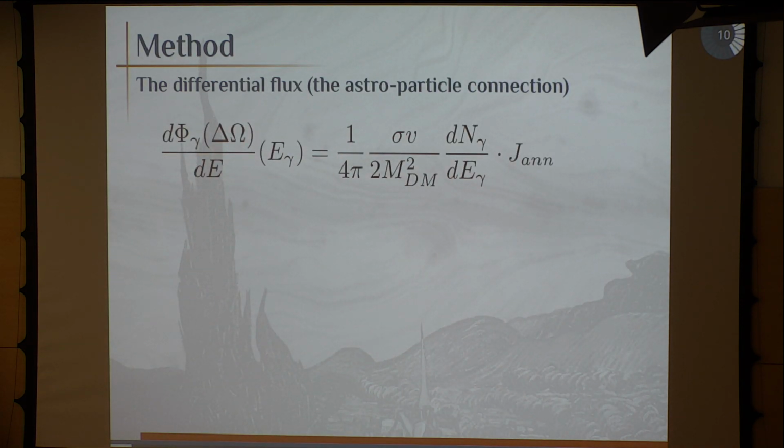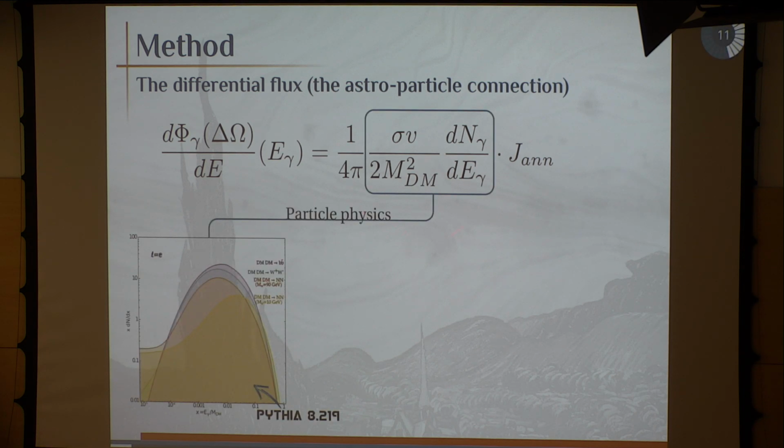So now to the method. The quantity in which we're interested here, as was pointed out this morning, is the differential flux. Also, what people like to call the astroparticle connection, because it has a particle physics side, which is the dependency on the thermally averaged cross-section, the mass of the dark matter particle, and the energy spectrum, which is basically the amount of photons generated per dark matter annihilation.